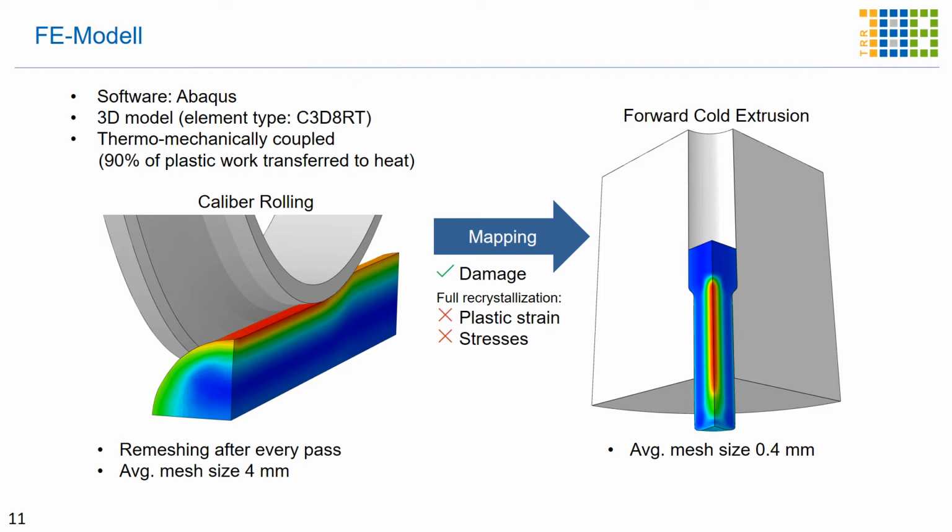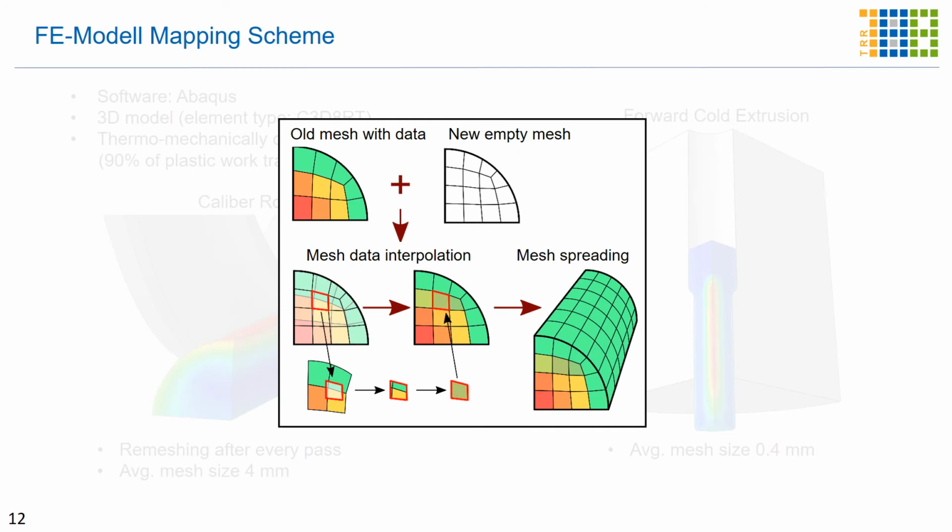So in conclusion, we need a mapping scheme to maintain the mesh size during caliber rolling passes, to transfer results from caliber rolling to forward extrusion, and to decrease the mesh size in the forward cold extrusion process in comparison to the mesh size in caliber rolling. So let's have a quick look at how we implemented the mapping scheme.